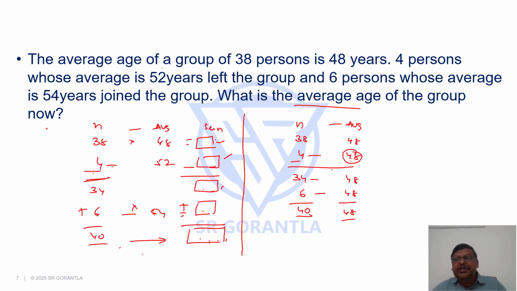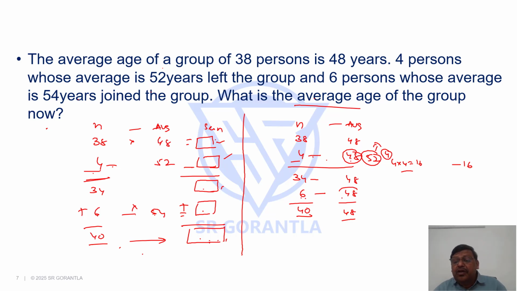But that's not the situation here. These 4 people left with 52, which means each person is taking 4 excess. 4 excess is going out. 4 into 4, 16 excess has gone out of the group. As I said in the second question before, they are taking excess out, which means for the remaining people it is a loss. So we'll say minus 16.